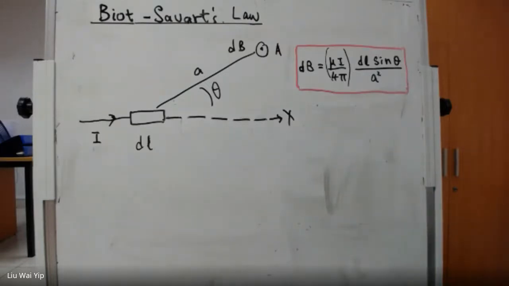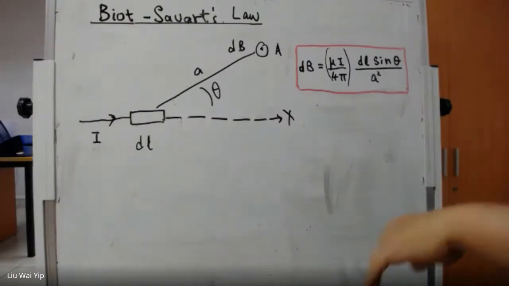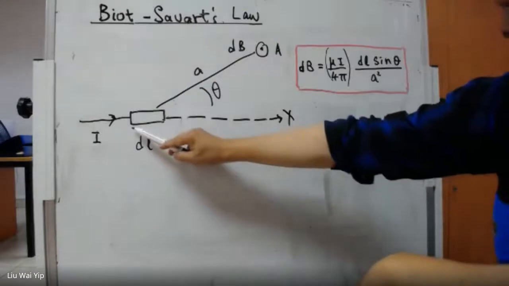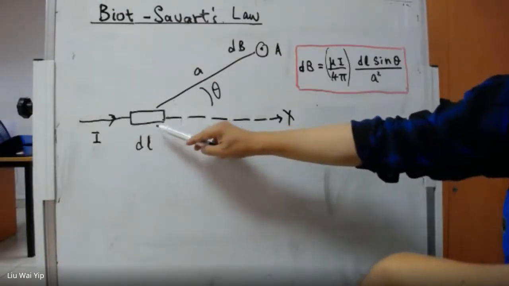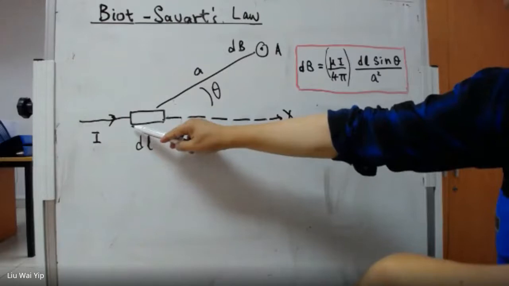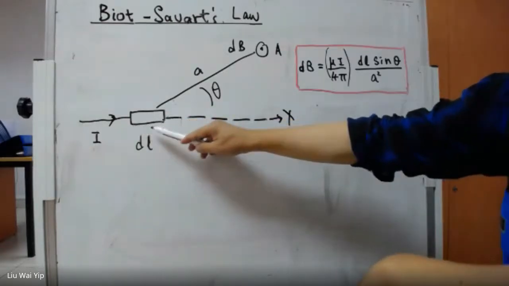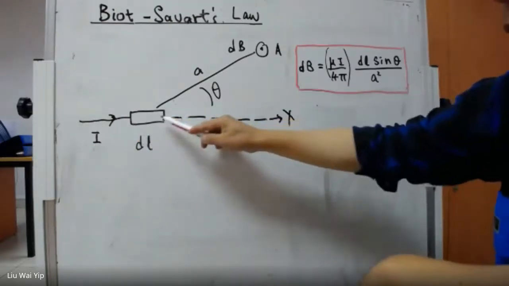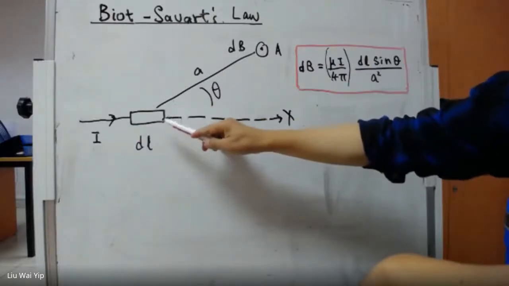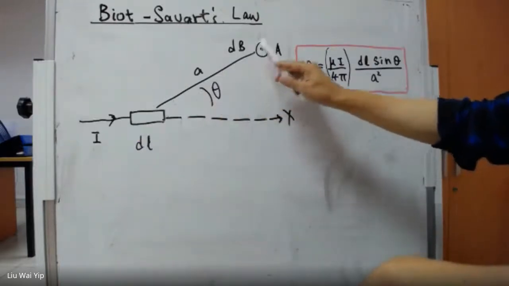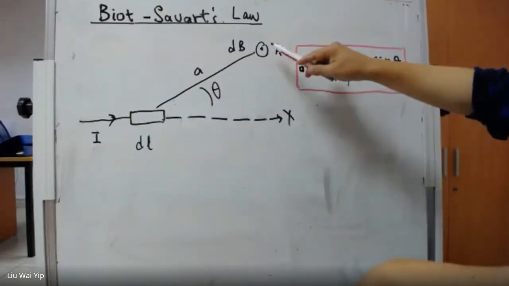Hello everyone. In this video, we are going to give you some examples on Biot-Savart law. In the last video, we learned that if you have a little conducting segment, and you run a current into this little metal segment, then you are going to produce a magnetic field at some observation point A.